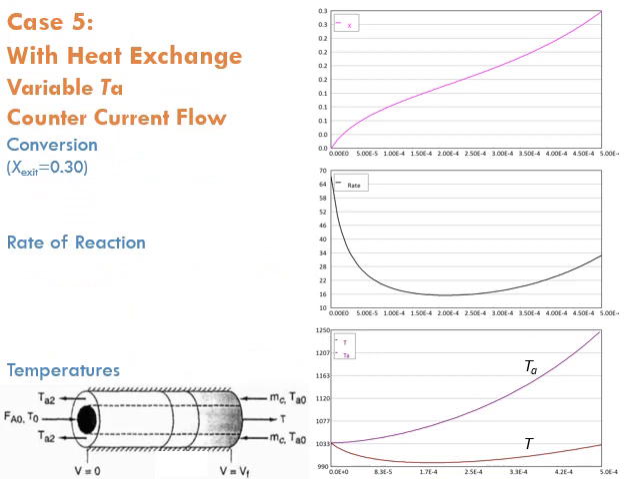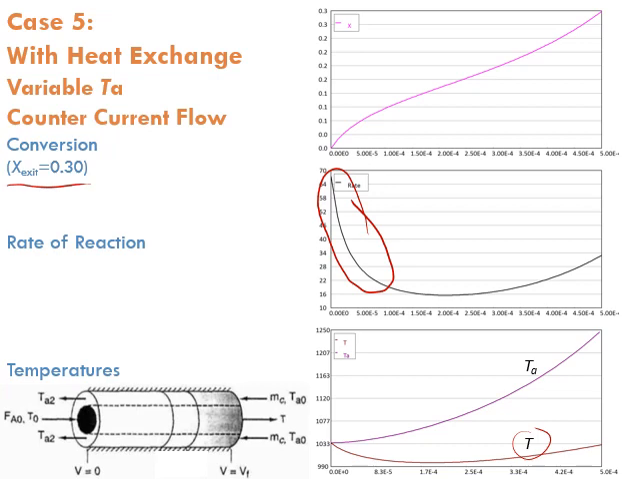Okay, let's look at the solution then. Let's look at the conversion. The conversion actually is lower than even the co-current flow, 30%. Much lower than the 56% or 57% where we had T_A constant, right? Why is it lower? Because overall, the rate of reaction is lower. Tamam? You can see that the rate of reaction is dropping very fast at the beginning. Why is this? Because overall, the temperature is lower.